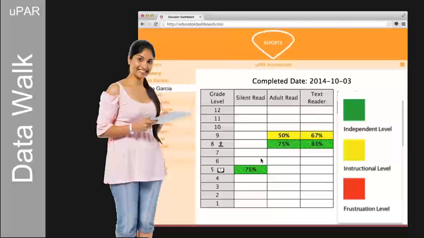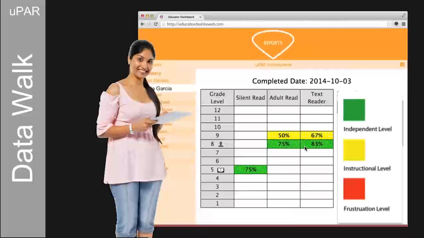So this is the individual student data you will see. Again, the 3 columns represent the 3 conditions: the silent read, the adult or human reader, and the text reader or the computer reader. Then you see over here the silhouette shows this is an 8th grader, and the book identifies that it's the independent reading ability of a 5th grader.